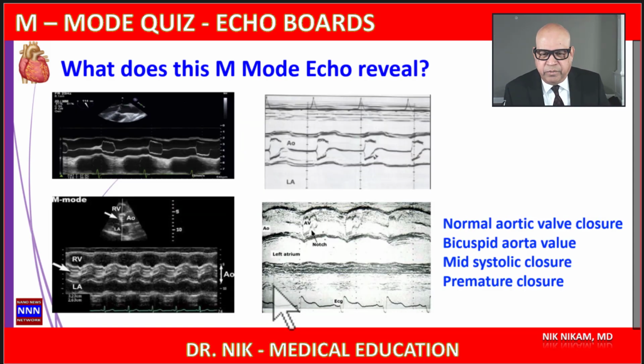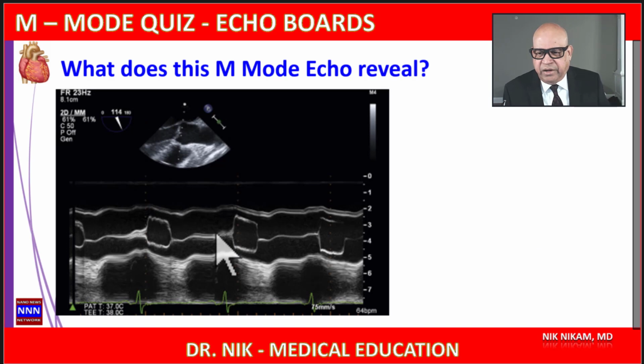Okay, let's proceed. This is an image at the aortic valve level. This is the aortic left ventricular systolic phase. Here is the opening of the aortic leaflets, which forms like a box, and then this is the diastolic phase of the aortic valve, where it is completely closed.